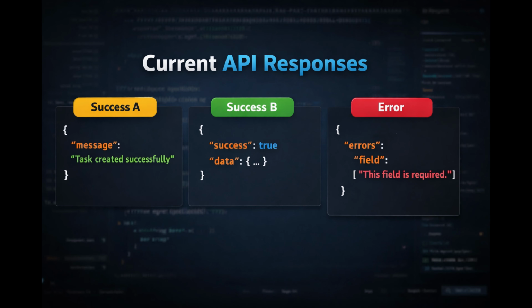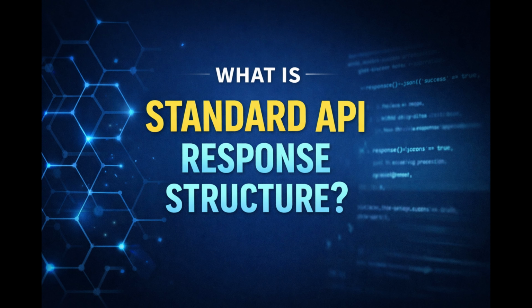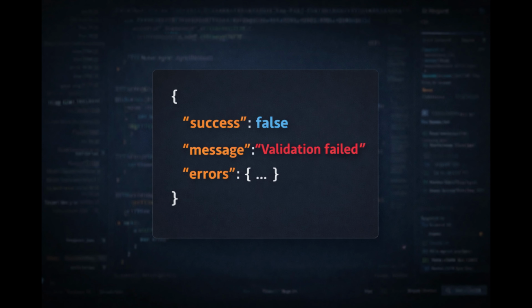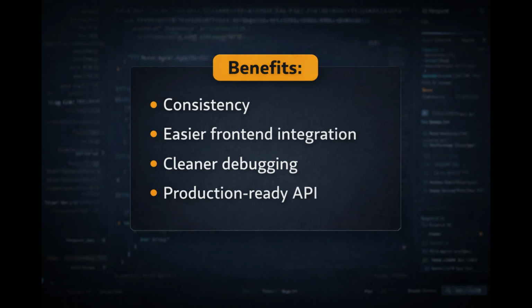So the first question is, what is the standard API response structure? Instead of a random response, every API should return like this, and for errors like this. The benefits of this structured API response are consistency and easier integration for mobile developers and front-end developers. And if you are facing any problem, it's cleaner debugging, and it's also a production ready API.